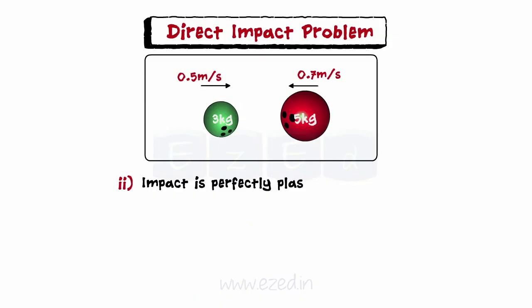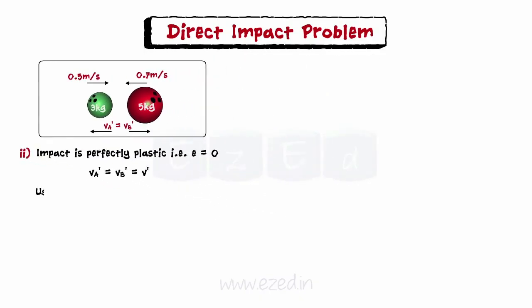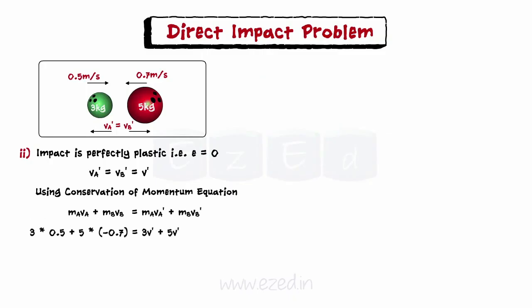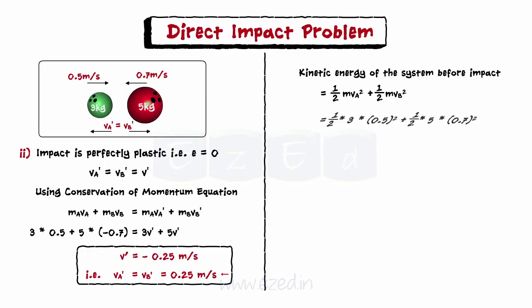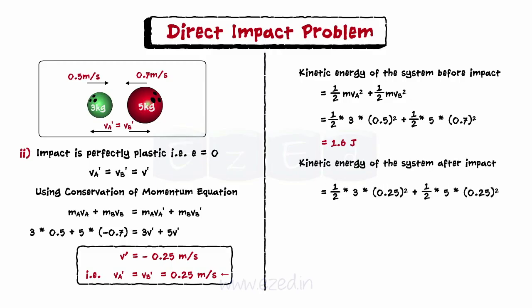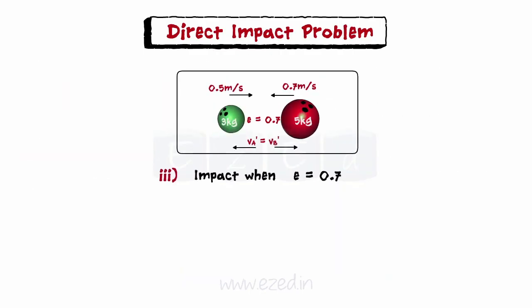Second case, impact is perfectly plastic. In this case, the particle moves with common velocity after impact as shown. Now, using the conservation of momentum equation and substituting the values, we get the velocity after impact. Since it is plastic impact, there will be loss of kinetic energy. So, the kinetic energy of the system before impact is given as follows. On substituting the values, we get kinetic energy as 1.6 joules. Now, writing kinetic energy of the system after impact and substituting the values, we get the kinetic energy of 0.25 joules. So, the percentage loss in kinetic energy is 84.375%.